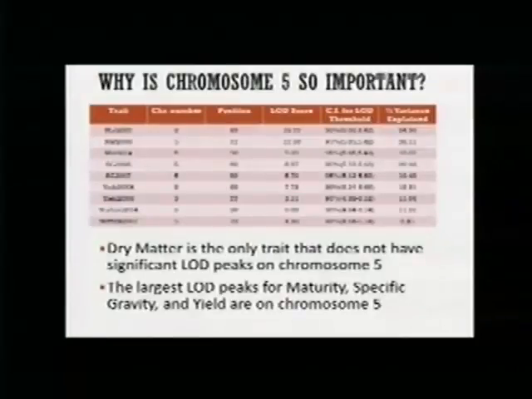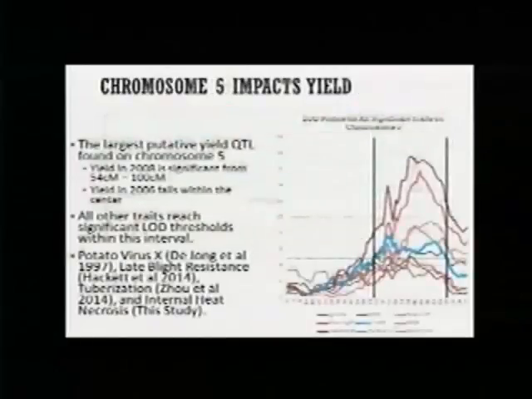And if you look at right here, this big blue line was the largest yield QTL, and then I overlapped all the other traits here that had significant LOD scores on chromosome 5, and it all happened within that range of yield, which kind of begins to make sense, especially when you go into the literature and you read that late blight resistance, potato virus attacks, tuberization, and, as you'll see in a second, internal heat necrosis, have a lot of significant QTLs on chromosome 5.